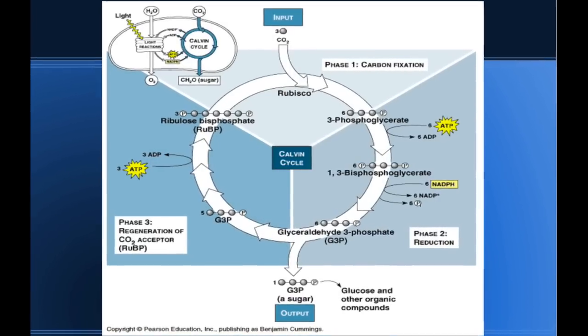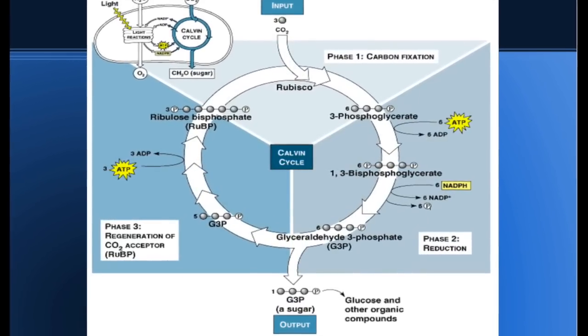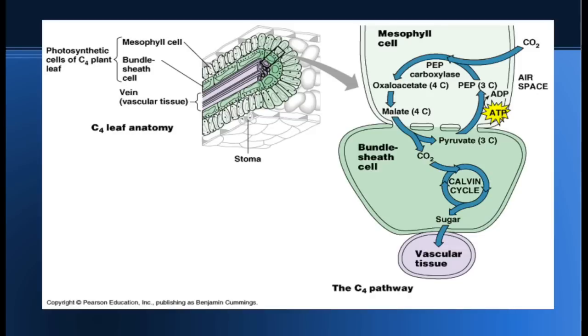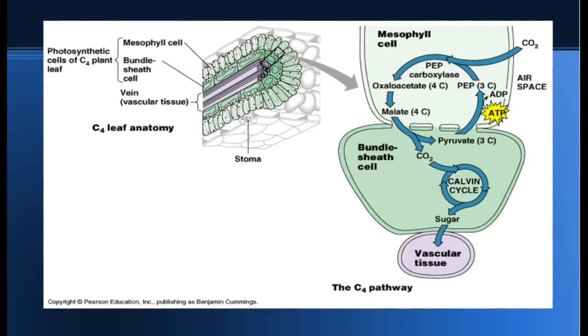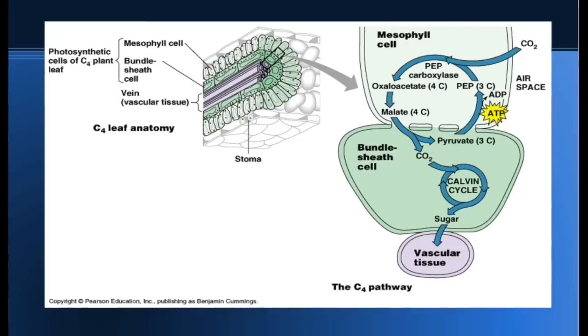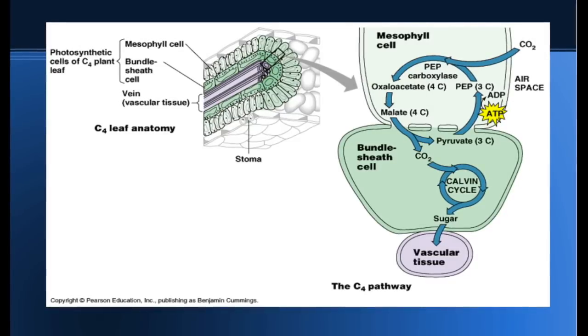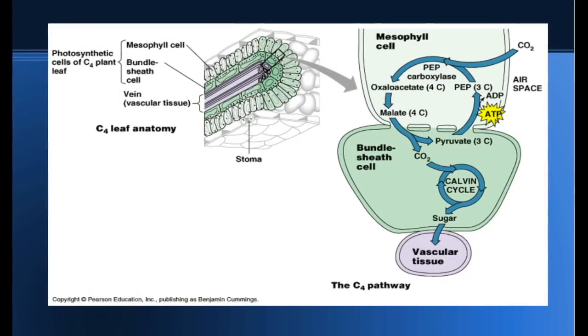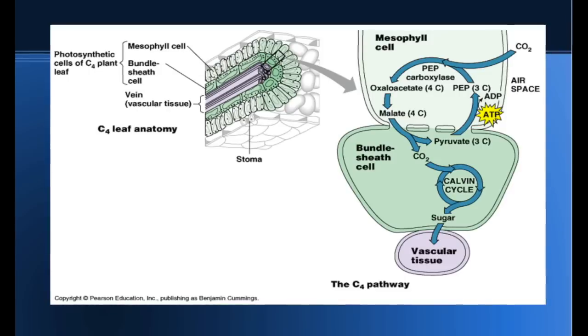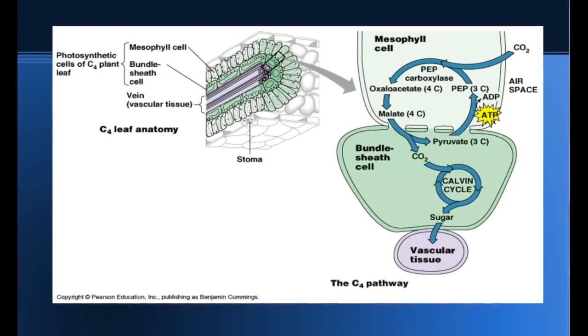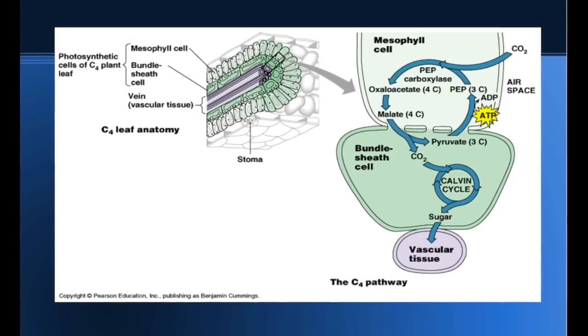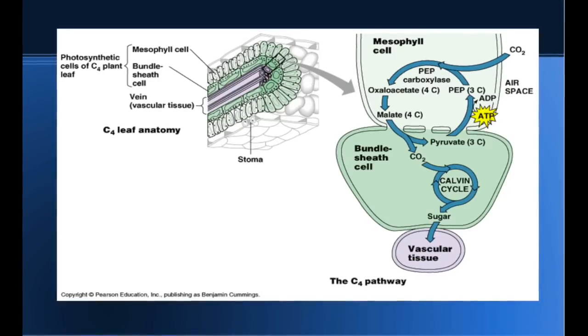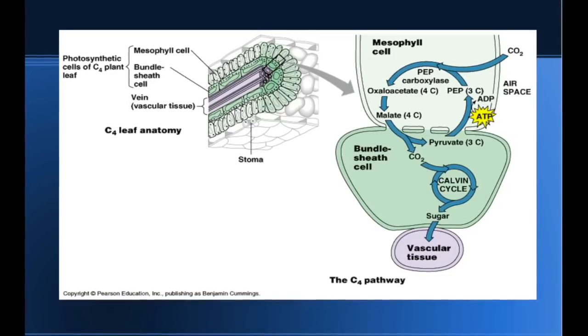RuBP is now ready to go again, and the process can continue. The photosynthesis process we described here is known as C3 photosynthesis. Plants have evolved over time in order to survive and thrive in their environments. Because oxygen can also bind to RuBP, photorespiration can occur, resulting in no ATP or glucose production. Because of this, C4 plants have learned to use PEP carboxylase instead of Rubisco, because PEP has no affinity to oxygen.